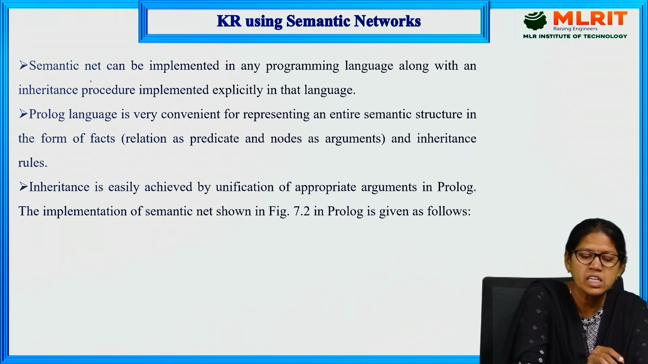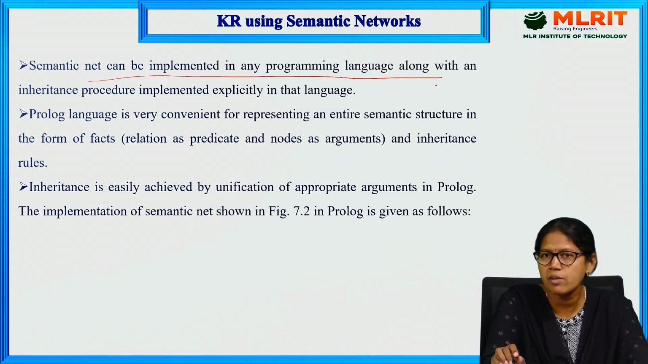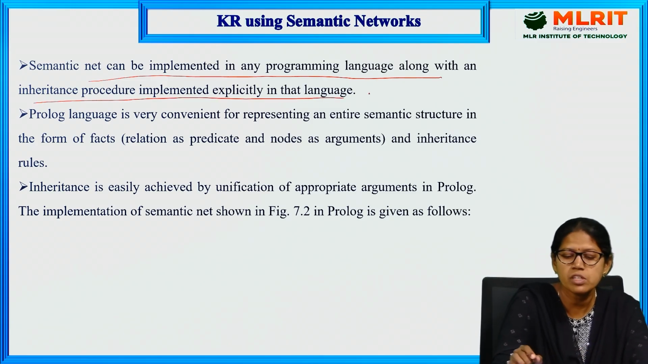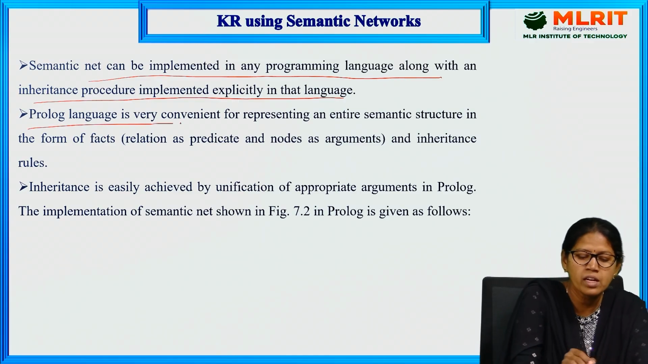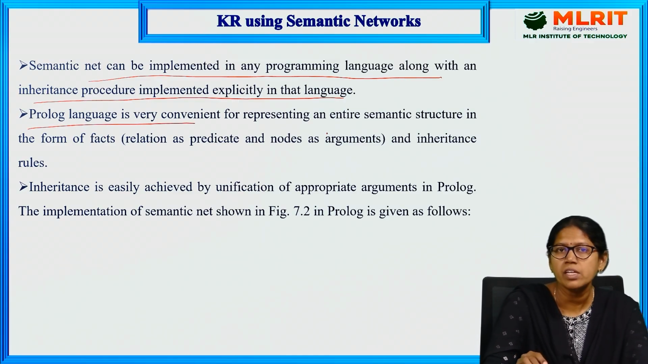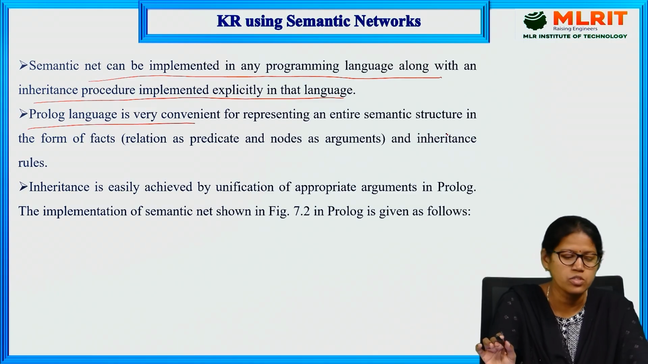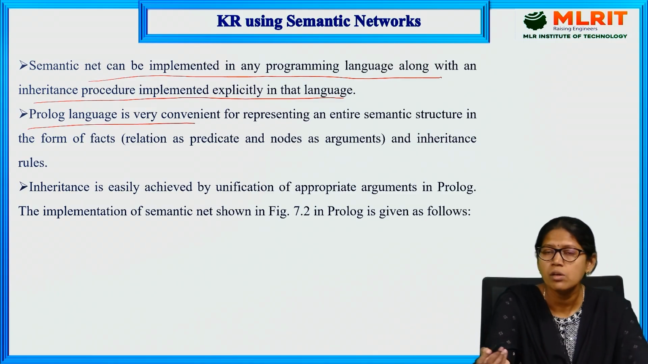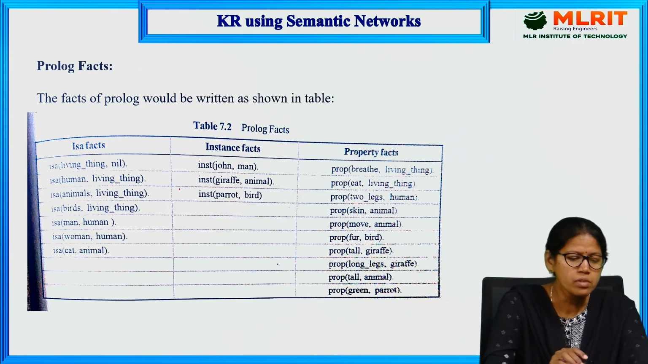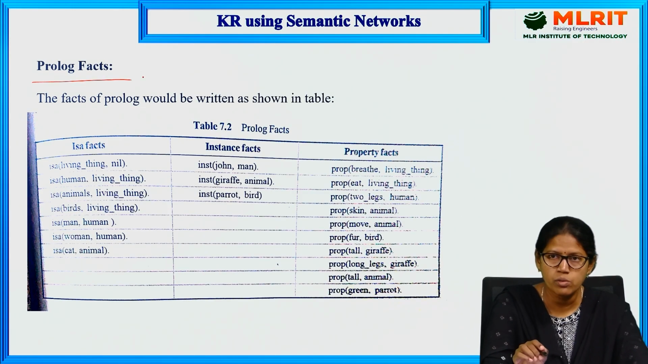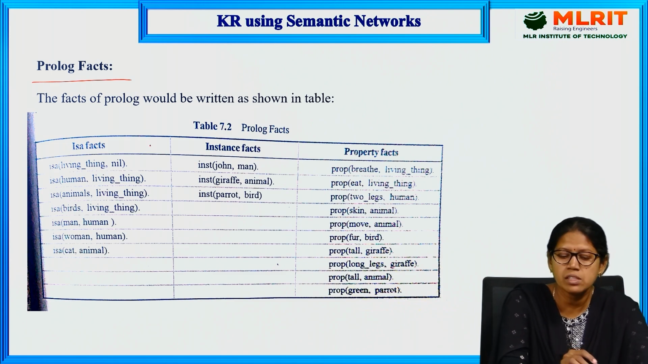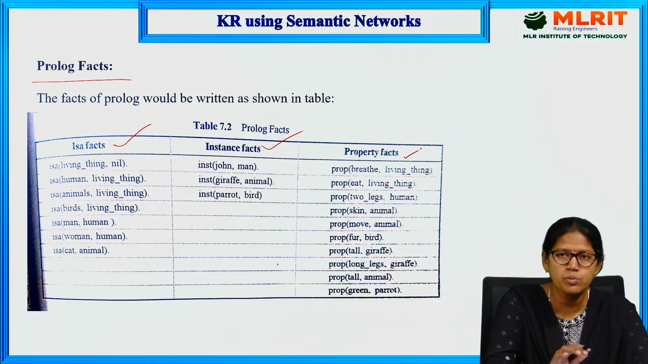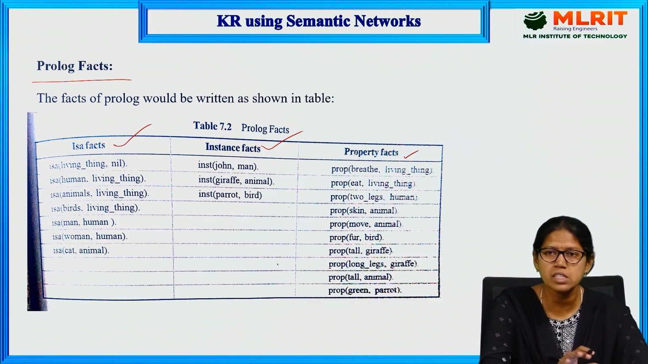Next, a semantic net can be implemented in any programming language, along with the inheritance procedure implemented explicitly in that language. In this we'll use Prolog, a language that is very convenient for representing the semantic structure in the form of facts and rules. So let's see. These are the Prolog facts. The same diagram that we have seen, we have taken and represented as facts: isa facts, instance facts and property facts.